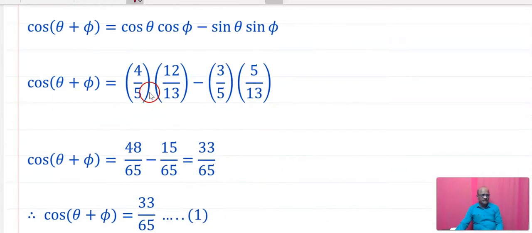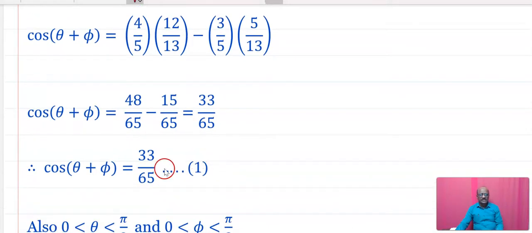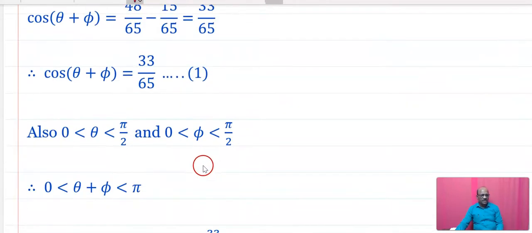And if you simplify it, then you get 48 upon 65 minus 15 upon 65 is equal to 33 upon 65. And hence cos of theta plus phi is equal to 33 upon 65. Also, the values of phi and theta lie between 0 to pi by 2. Therefore, if we add them, then you will get a value between 0 and pi.